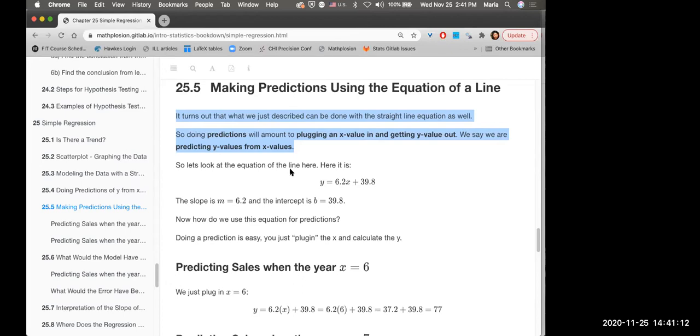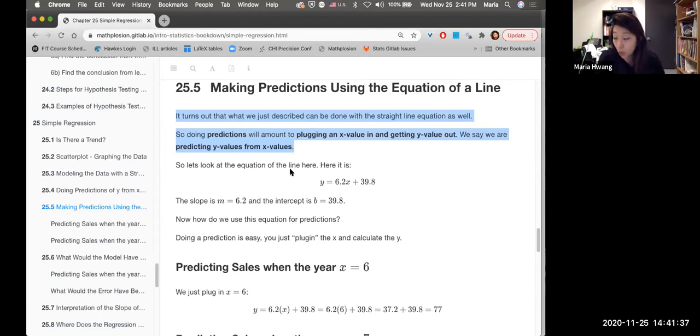It turns out that what we just described can be done with the straight line equation as well. So doing predictions will amount to plugging an X value in and getting a Y value out. So we say we are predicting Y values from X values.